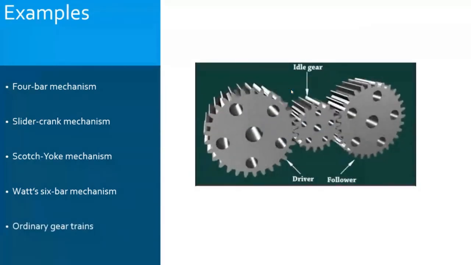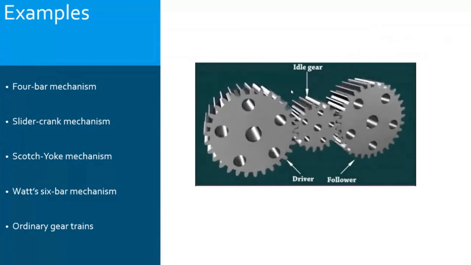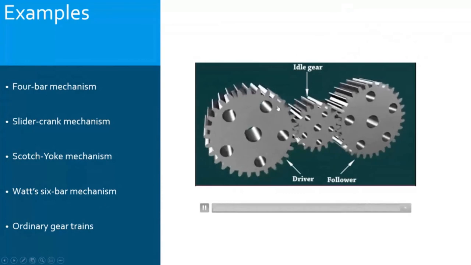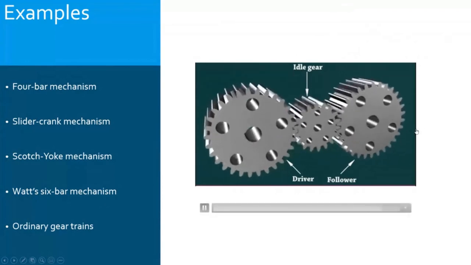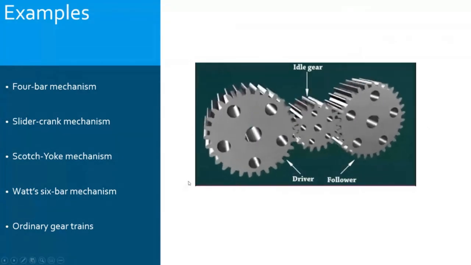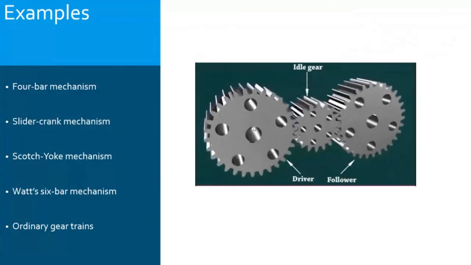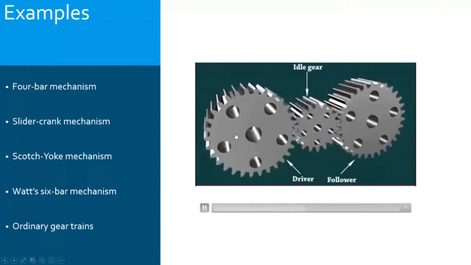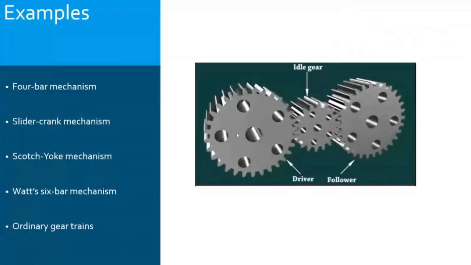Now, gear trains are also a good example of mechanisms. Here we have an ordinary gear train, which involves three gears. But the mechanism will involve four links, because we need one more link as the ground. So this mechanism is built from four links: the ground and three gears.